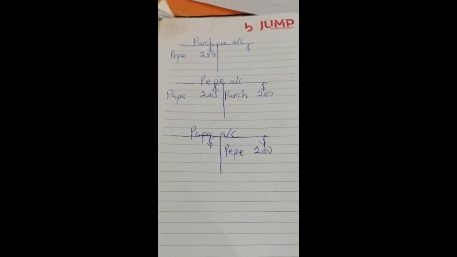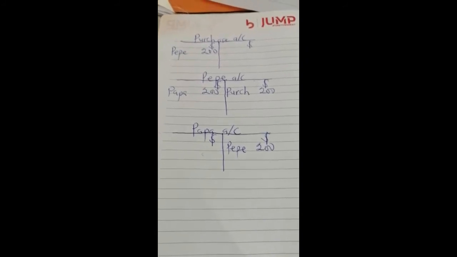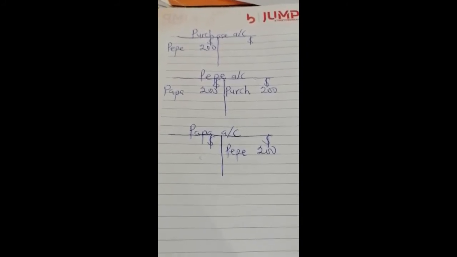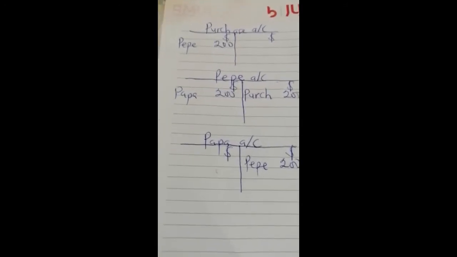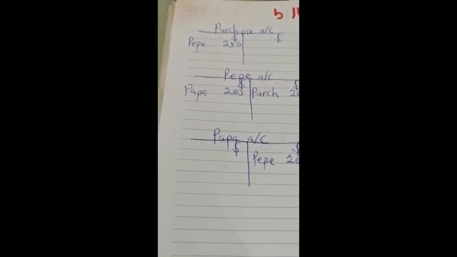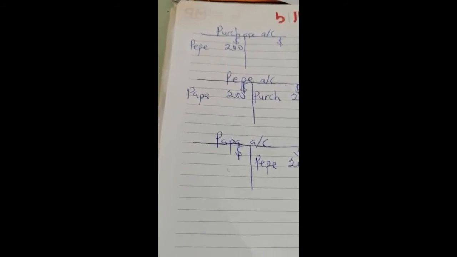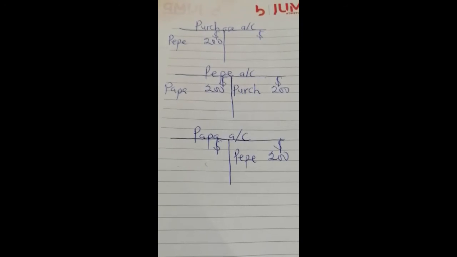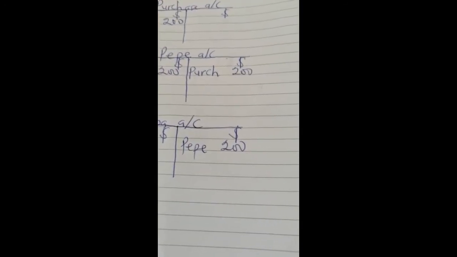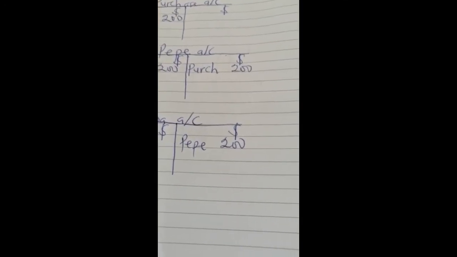We open Papa's account and we credit Papa's account in the name of Pepe, and we also debit Pepe's account in the name of Papa. It won't in any way affect the trial balance. Now let's go to another type of error, which is errors of complete reversal of entries.